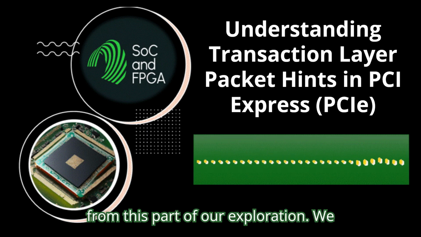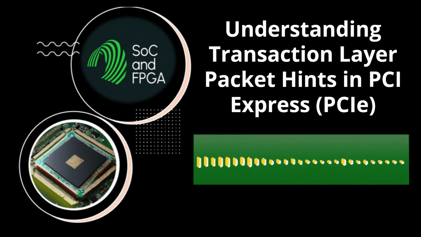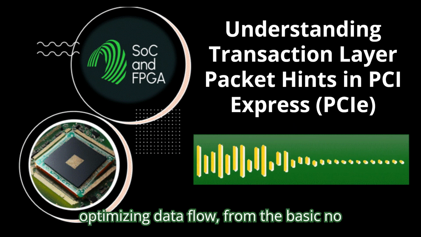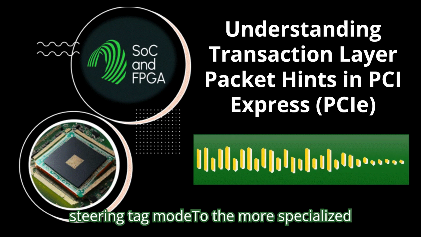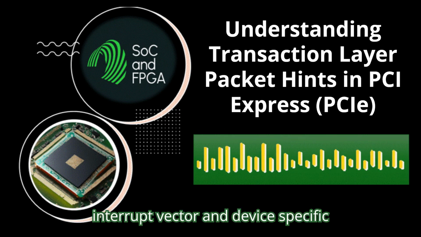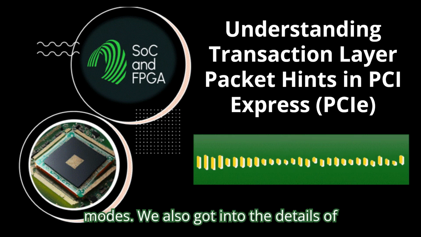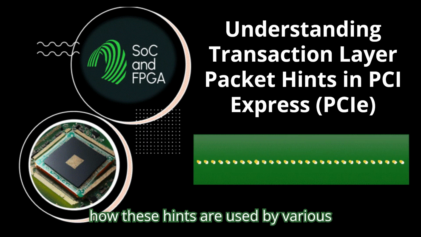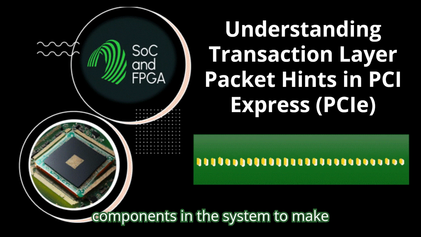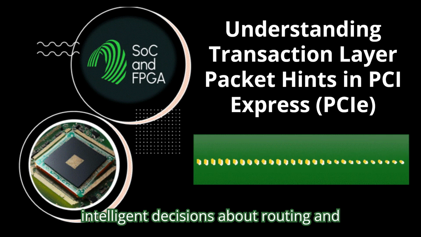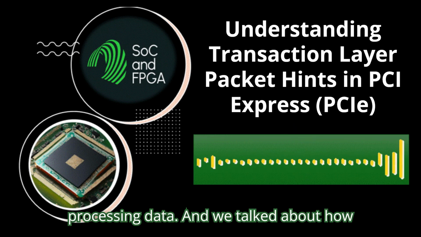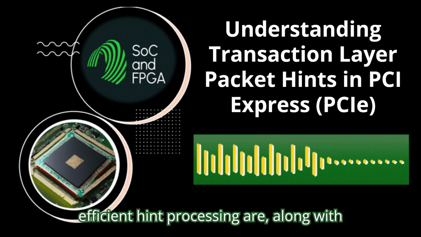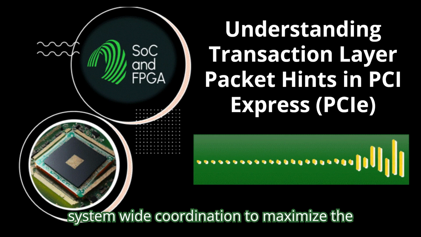of our exploration. We looked at different types of TPH hints, each serving a specific purpose in optimizing data flow, from the basic no steering tag mode to the more specialized interrupt vector and device-specific modes. We also got into the details of hint generation, encoding, decoding, and how these hints are used by various components in the system to make intelligent decisions about routing and processing data.